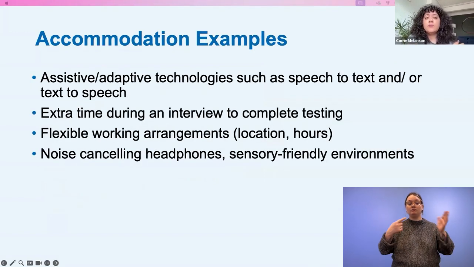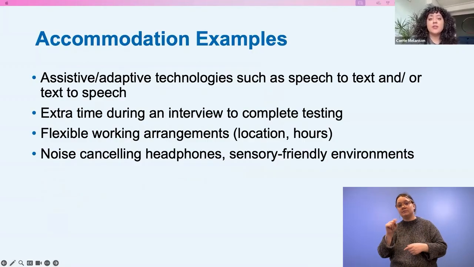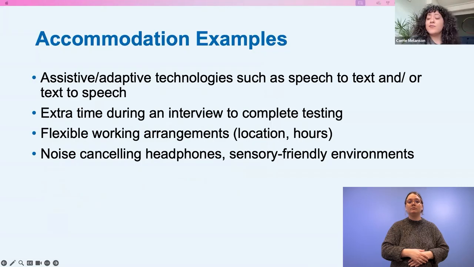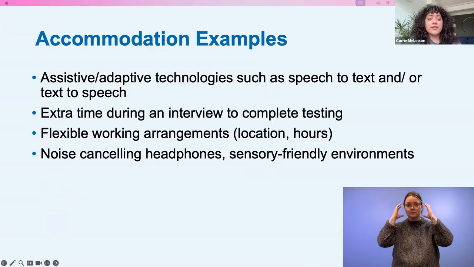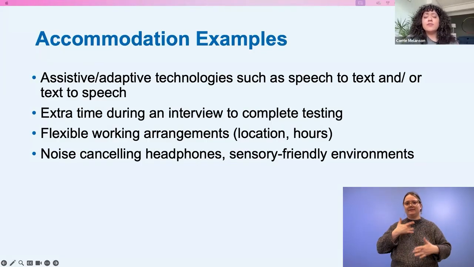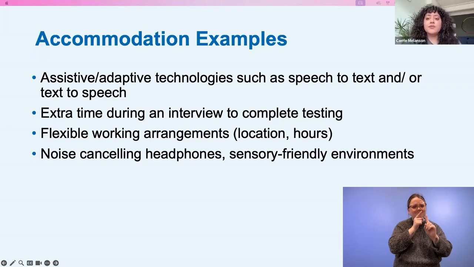Okay, so examples of accommodations are assistive slash adaptive technology, such as speech to text and or text to speech, extra time during the interview to complete testing, or flexible working arrangements, even hybrid working location and hours, and noise canceling headphones and sensory friendly environments. The diversity of disabilities will require a diversity of accommodations, and these may be very specific to each individual.